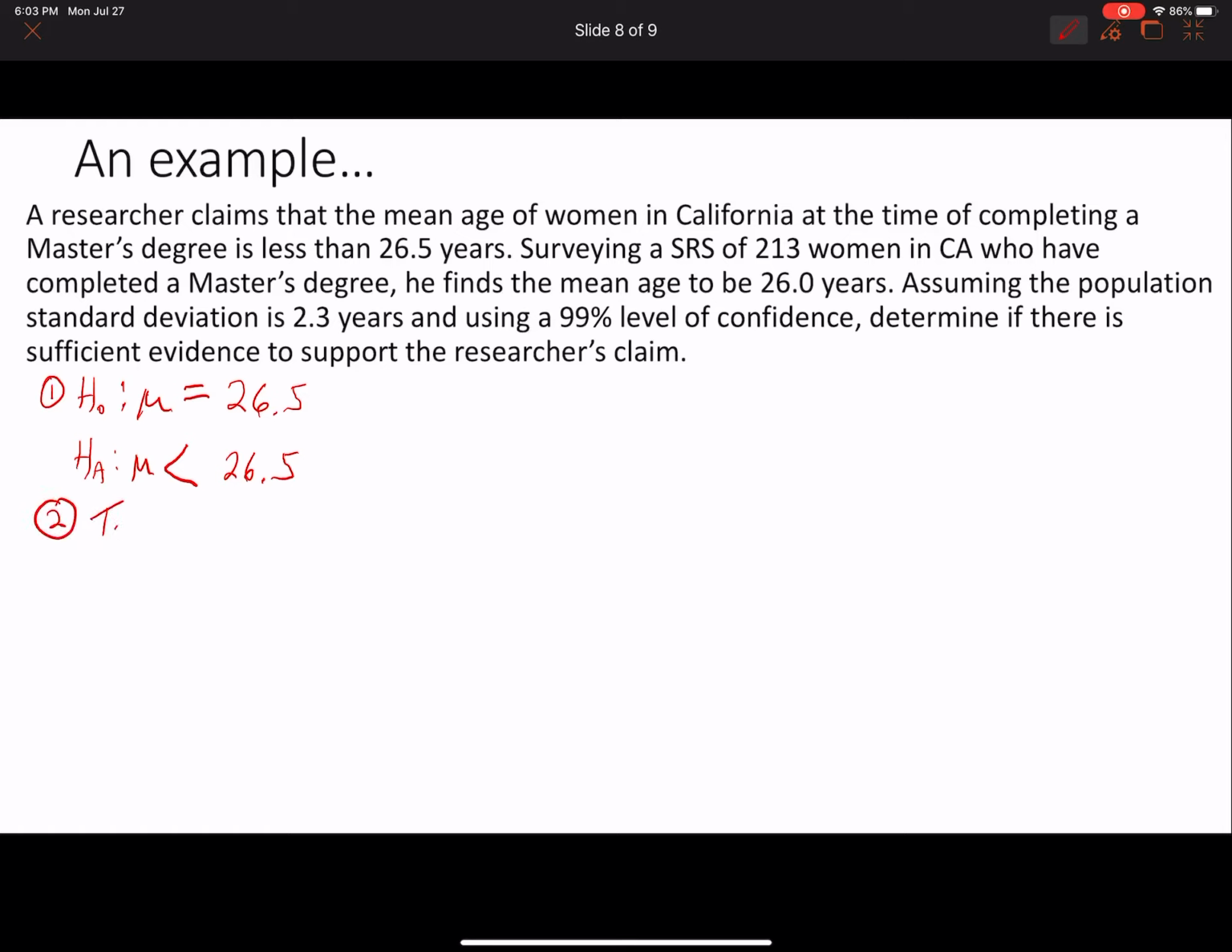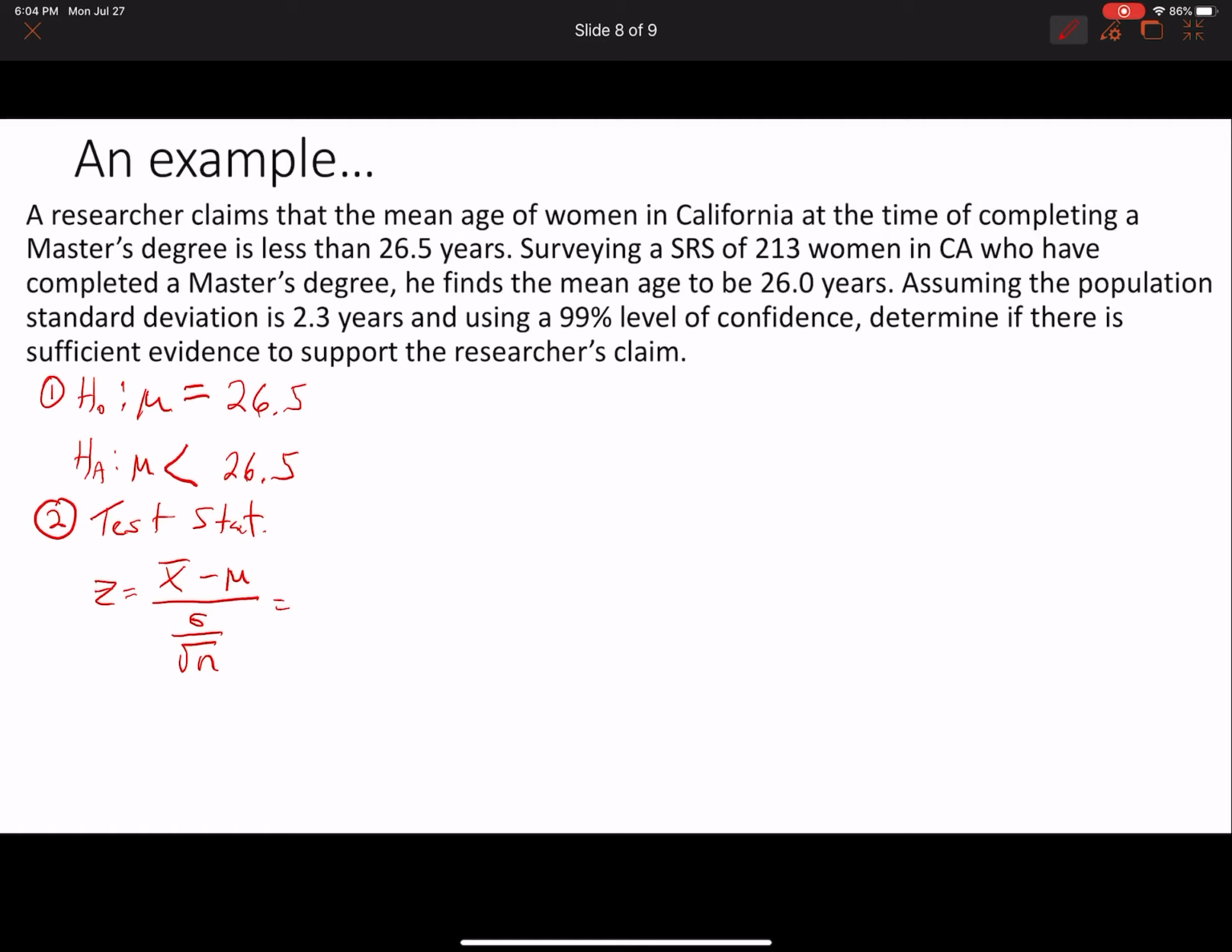Now step number 2 is to get the test statistic. Okay, so we've got some computation to do. So we've got that formula off of our formula sheet, z equals x bar minus mu over sigma divided by the square root of n. So you have to obtain that information.